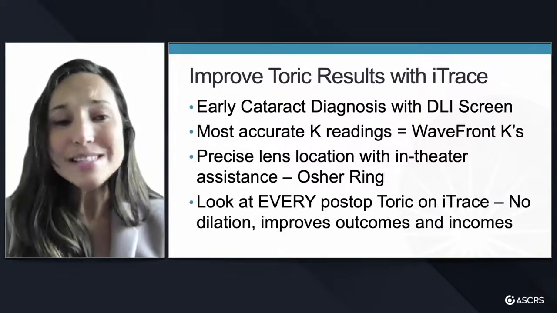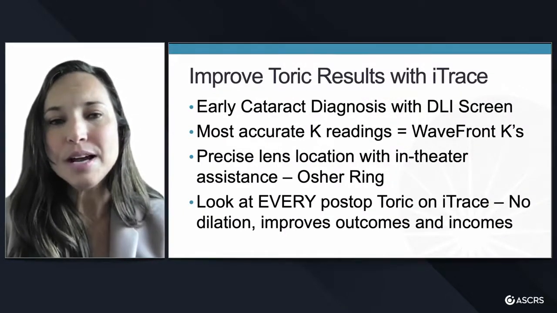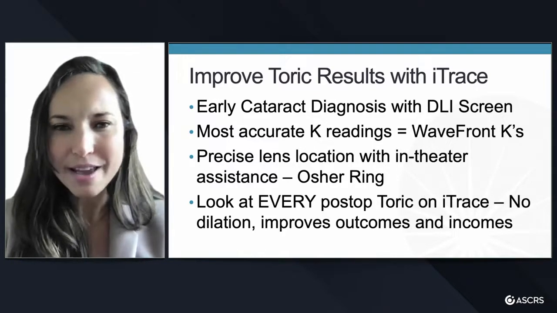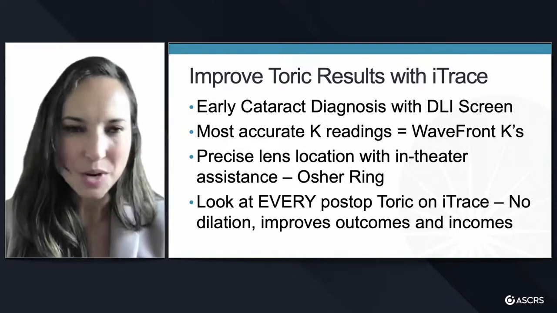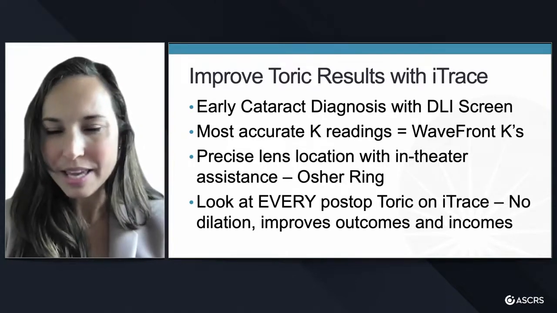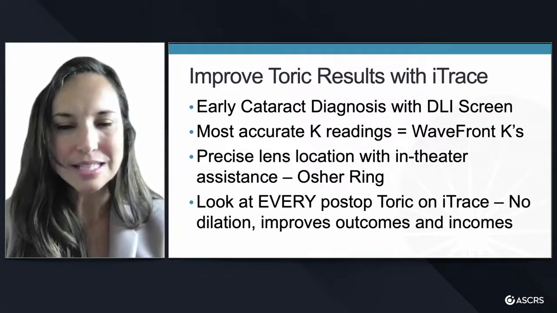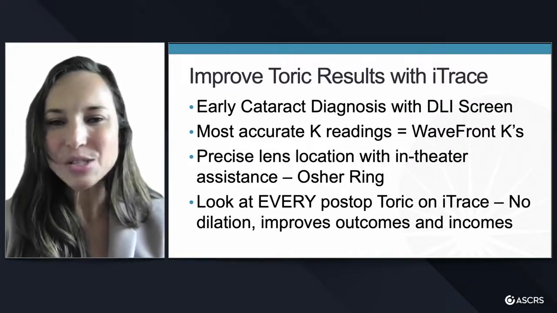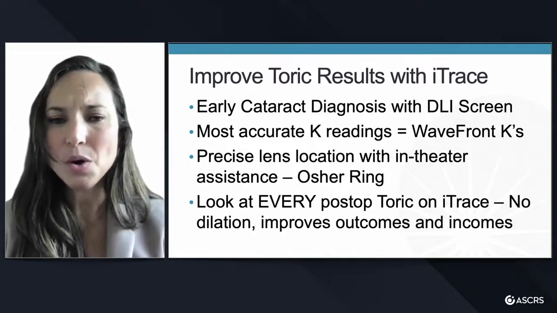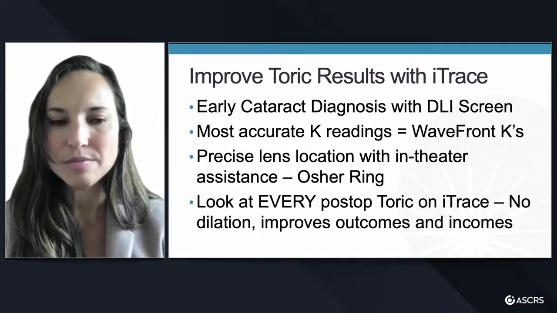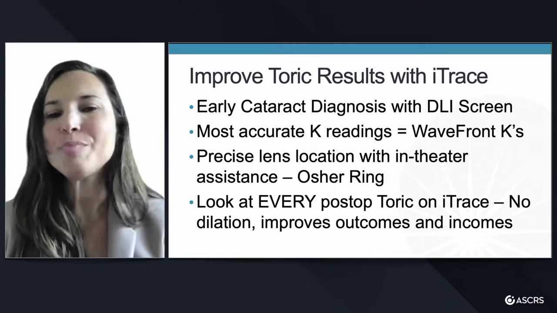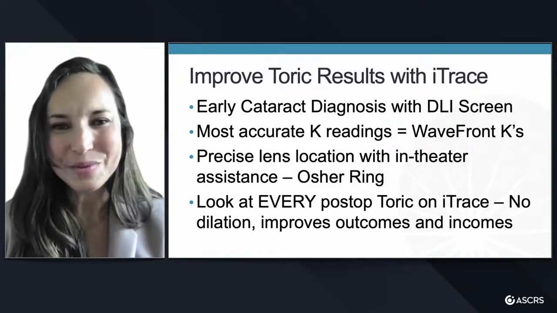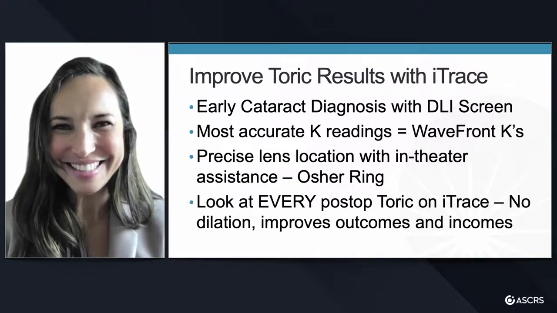So this is great. In summary, you can improve your toric results. Number one, early cataract diagnosis with the DLI screen. Remember the wavefront cases are great and reliable, with the most accurate K readings. Number two, precise lens location: you can use the OSHA Ring screen software and look at every post-op toric on iTrace without dilation. That will definitely improve your outcomes. Thank you very much.